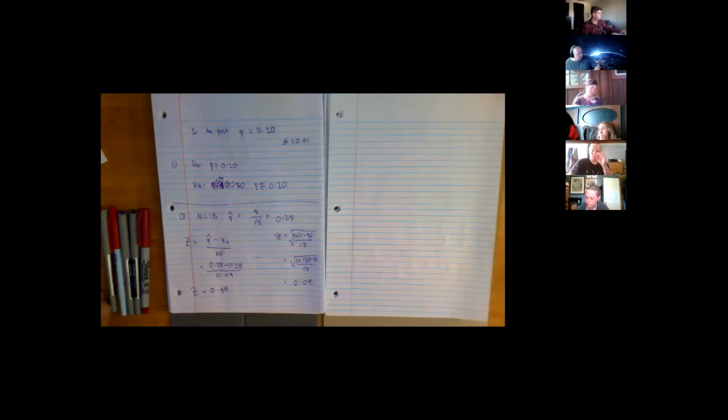Okay, gut feeling, does that look like it's going to be statistically significant? A z-score of 0.89, does that look statistically significant? Nah, right? So to finish the question, here goes. I'm going to get a p-value.